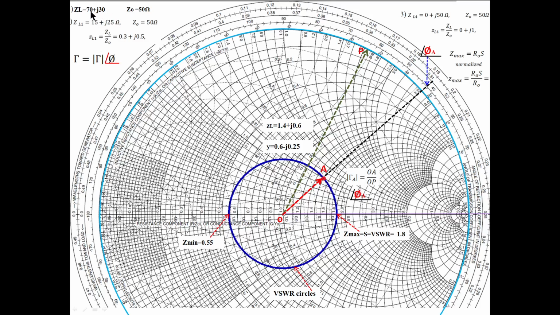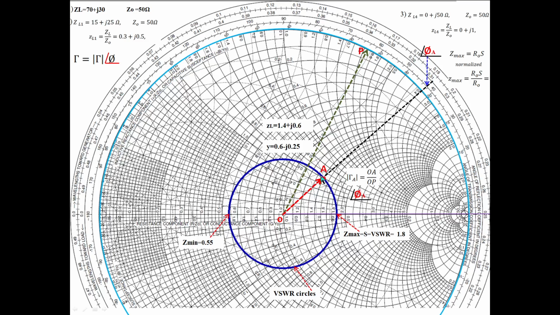70 plus j30 is given. We want to find out what the reflection coefficient is. Z0 is given, ZL is given. To find the reflection coefficient for this particular load from the Smith chart, we have to mark this load on the Smith chart. To mark it, we should normalize this with 50.